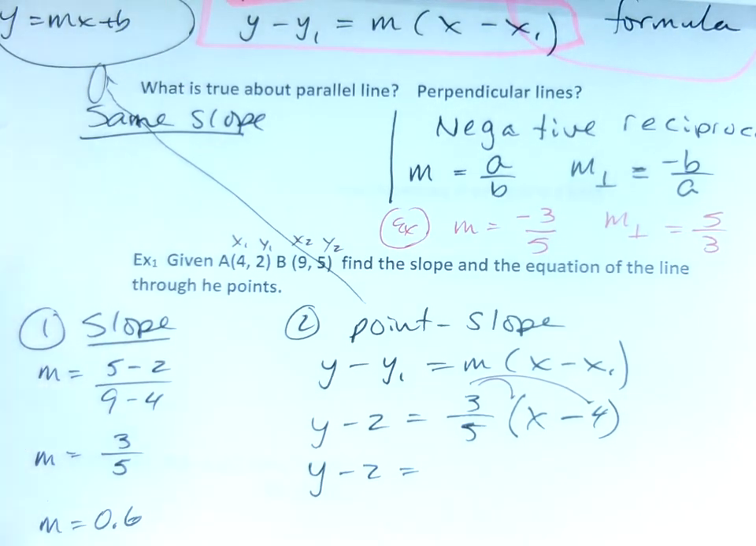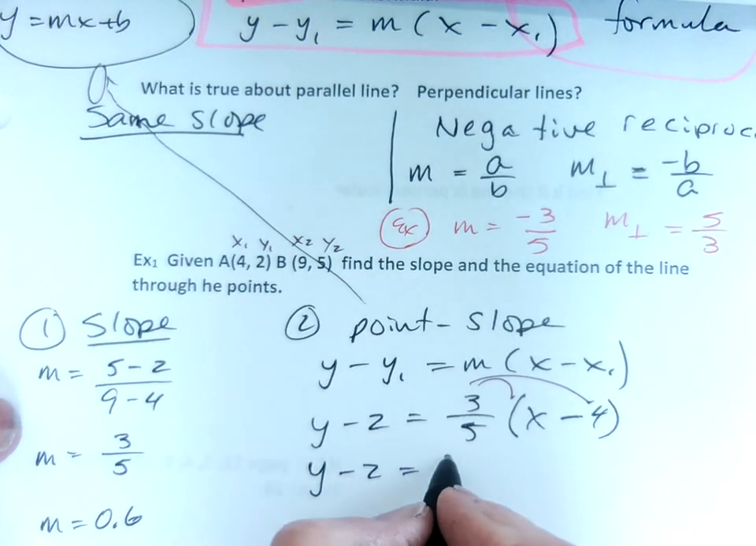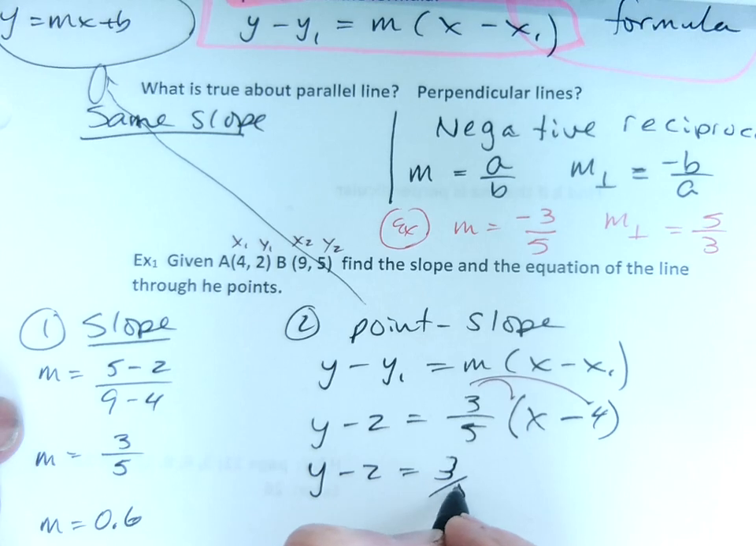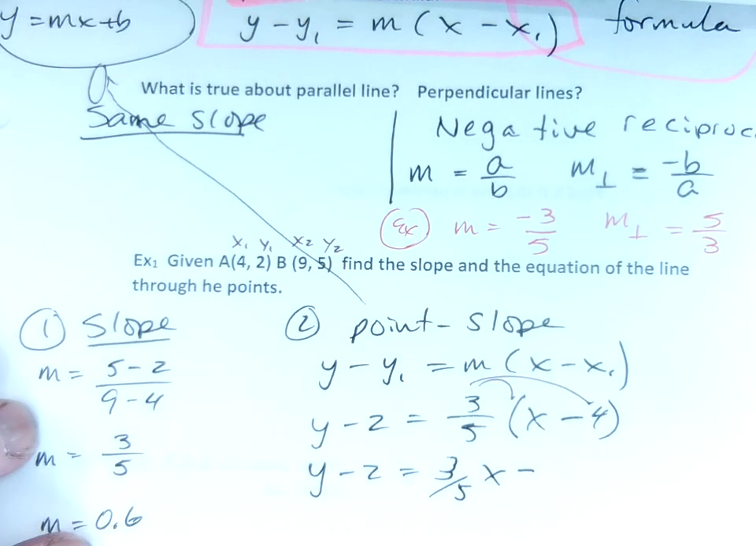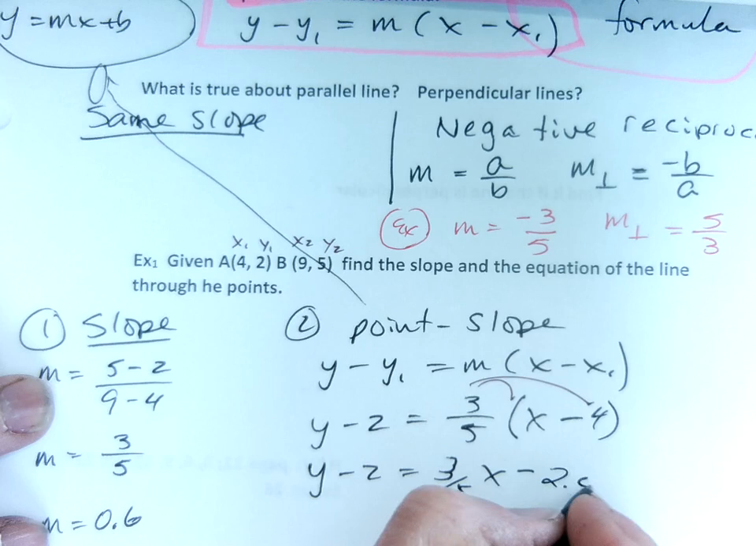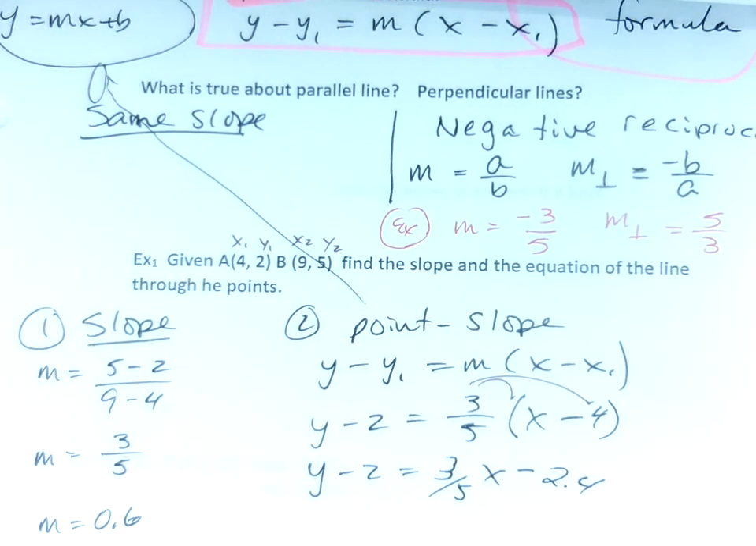So I'm going to go ahead and get a 3/5 x minus 12/5, what's that? 2.4, right? 2.4. Okay, and then I'm going to plus 2, right?